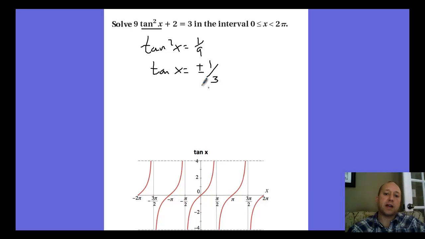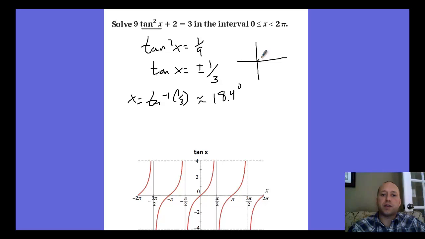Now, I don't know where the tangent is 1/3. So I can plug this in the calculator and do x equals the inverse tangent of 1/3. And I don't need to do positive and negative. I only need to do the positive one and use it as a reference angle. If I do that, though, I get a value of 18.4, or approximately 18.4 degrees. And so then I know that this angle right here is going to be about 18.4 degrees.